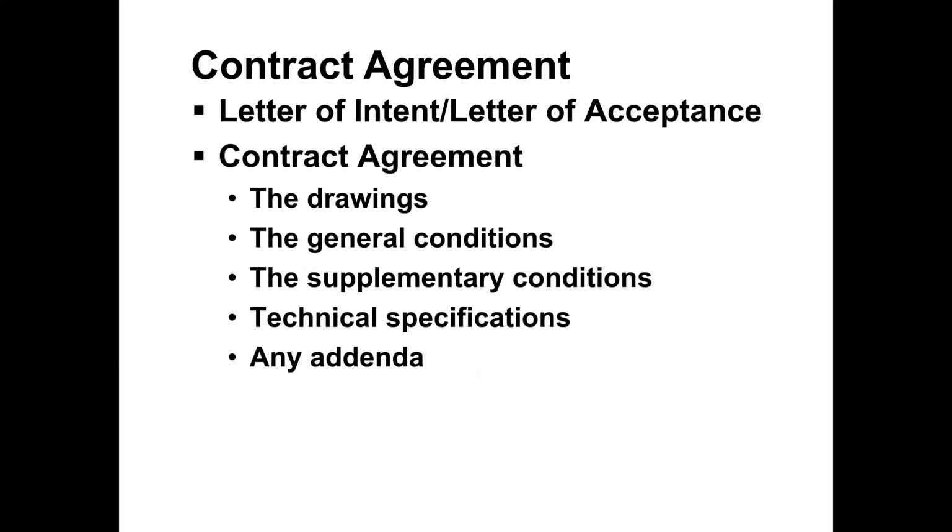What we are going to discuss next is the contract agreement. Just a couple of things we are going to read here, like a letter of intent or letter of acceptance. To sign the contract, the owner or his representative, the consultant, will give a letter of acceptance to the contractor with whom they want to sign the contract. Usually this is the lowest bidder among the bidders. Then after that they will sign the contract.